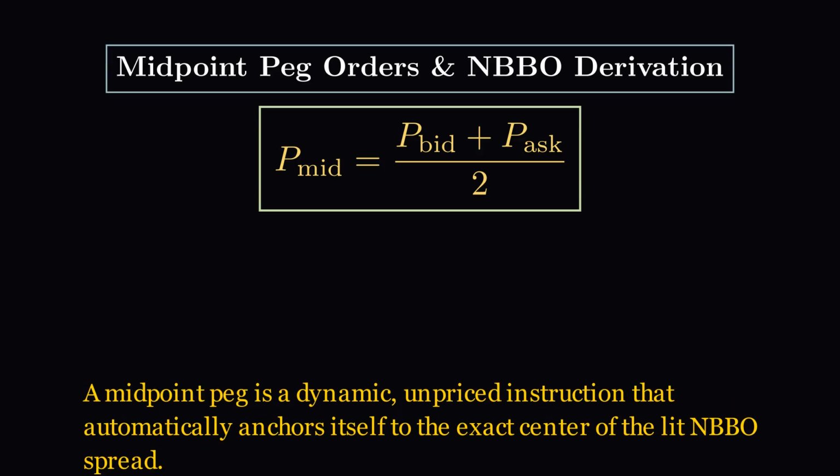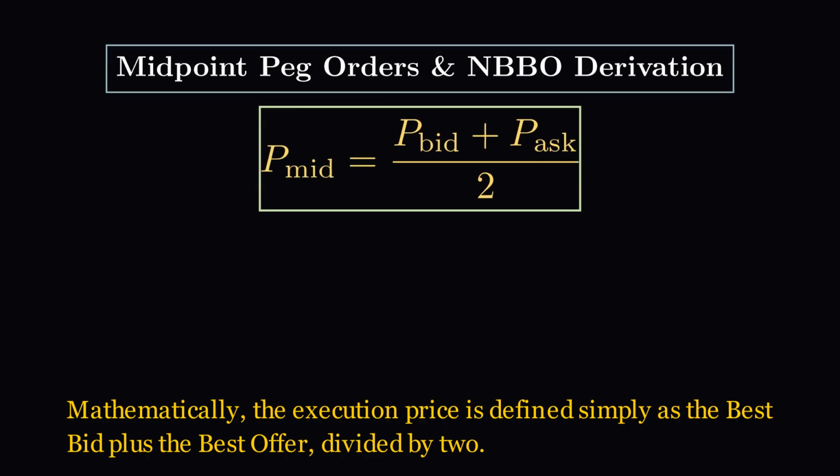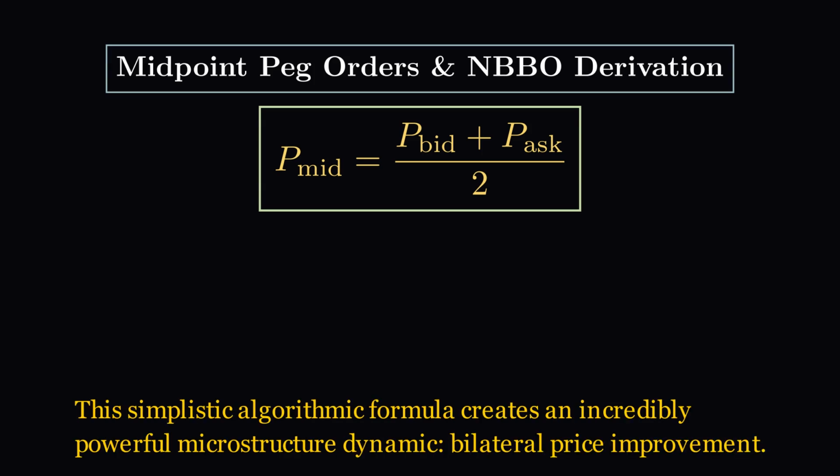A midpoint peg is a dynamic, unpriced instruction that automatically anchors itself to the exact center of the lit NBBO spread. Mathematically, the execution price is defined simply as the best bid plus the best offer, divided by 2. This simplistic algorithmic formula creates an incredibly powerful microstructure dynamic: bilateral price improvement.